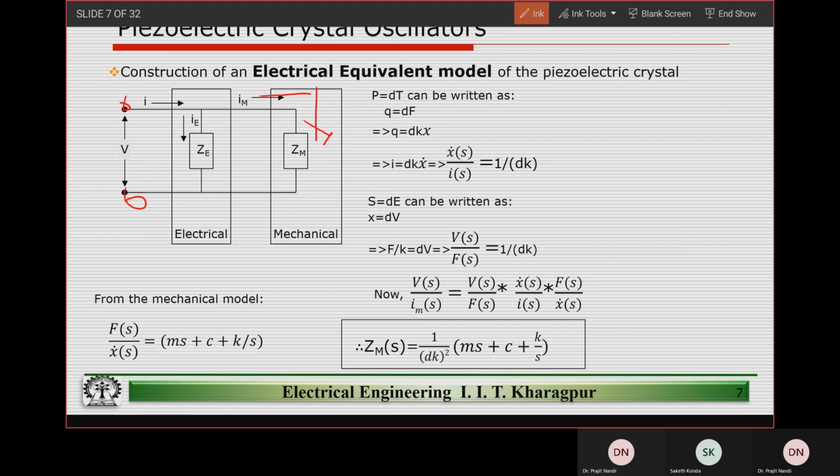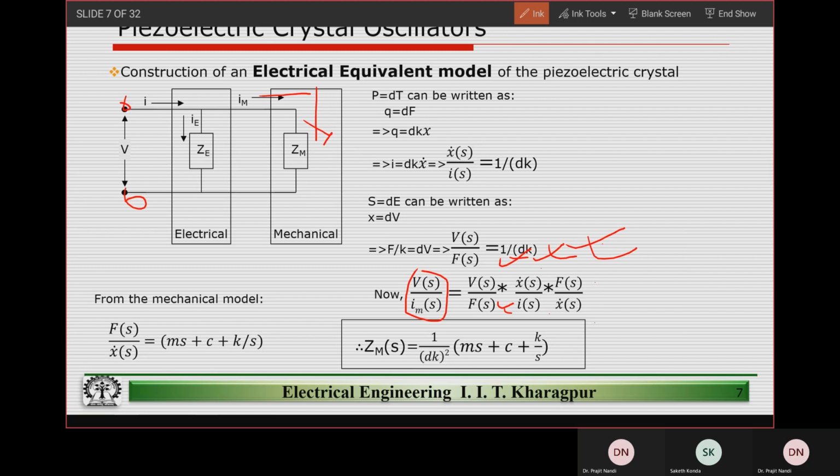To find Zm, I do some mathematical jugglery. In the Laplace domain, this is V(s) by Im(s). I can rewrite that as V(s) by F(s), multiplied by x dot(s) by I(s), and F(s) by x dot(s). And independently, I can find the value of each one of these terms, right?